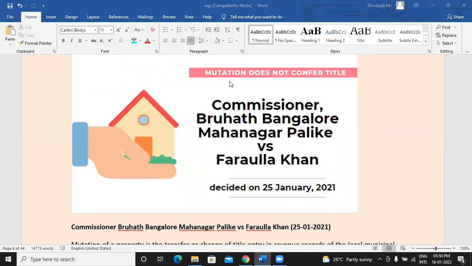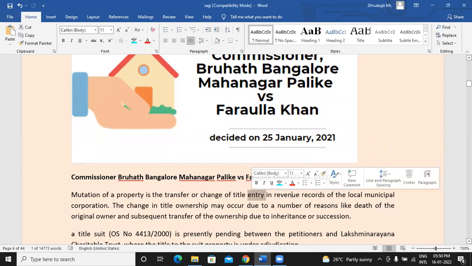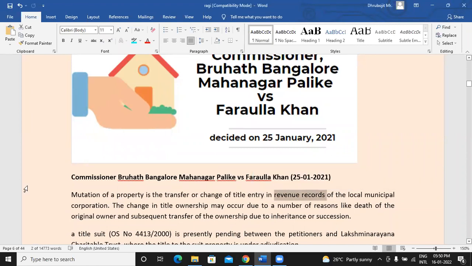Just because mutation is done, just because you have got the mutation certificate, that does not confer title on you. That does not indicate that you are the owner of that property. Why? Because mutation is simply an entry made in the revenue records. For the purpose of keeping records, they have just made an entry. That does not confer title.